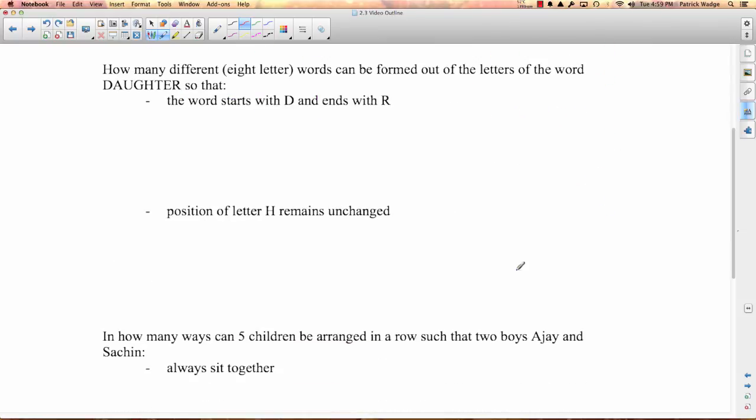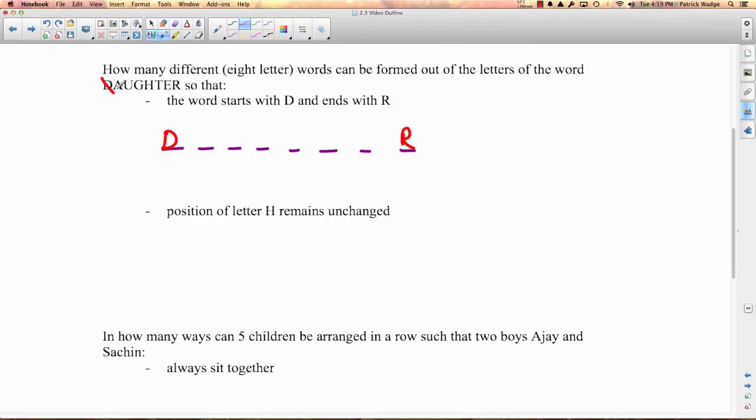How many different 8-letter words can be formed out of the letters of the word daughter? 1, 2, 3, 4, 5, 6, 7, 8. Okay, so you got to use all the letters, and we're going to rearrange them. And the first way it says to do it is the word starts with a D and ends with an R. Okay, this isn't too bad. 8 letters. 1, 2, 3, 4, 5, 6, 7, 8. And it tells us it has to start with a D and it has to end with an R, but then it can be any other arrangement in here.